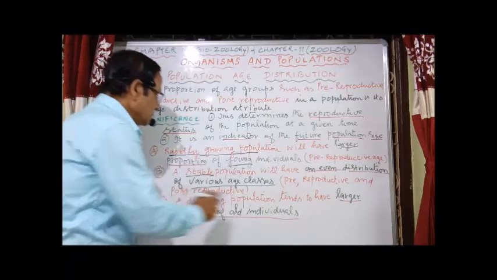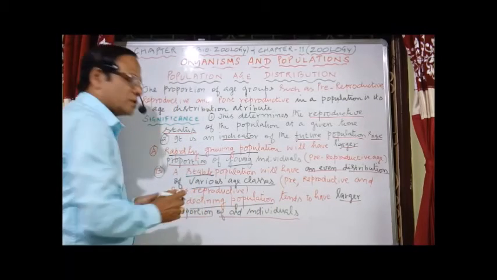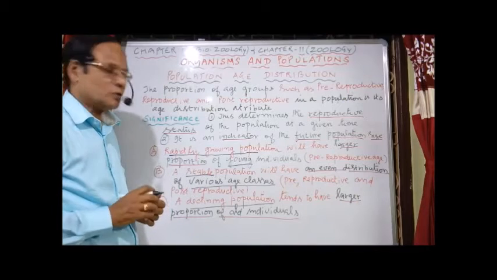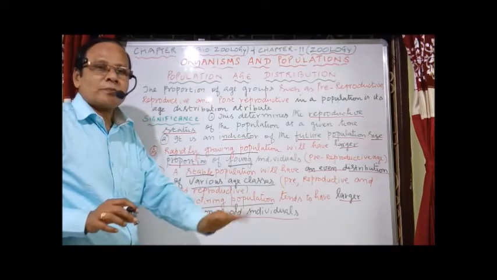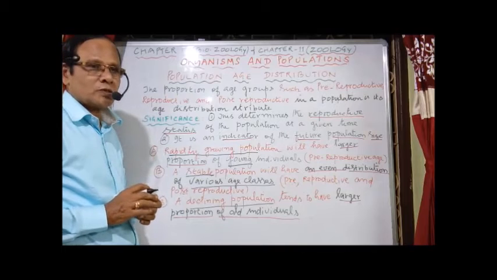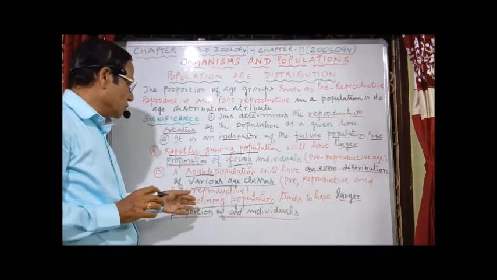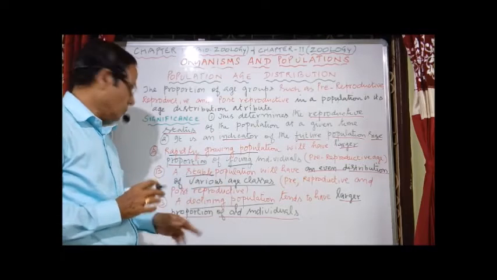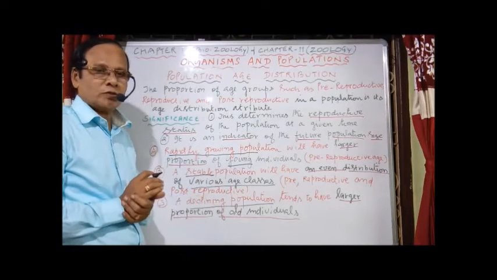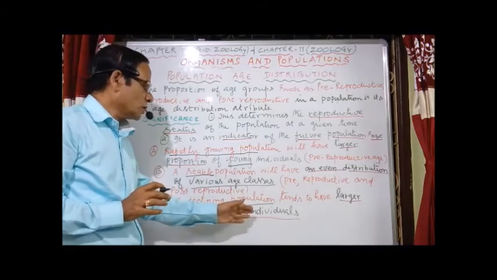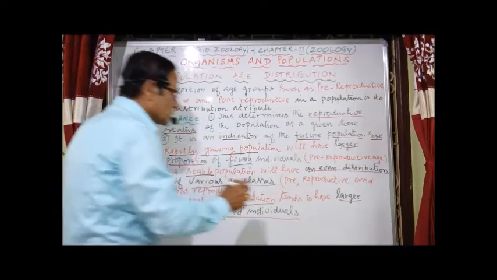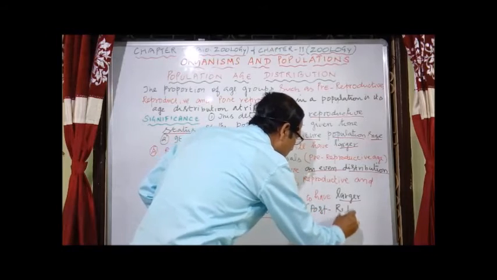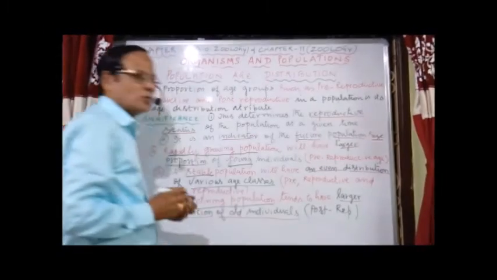Then the third type of population. One is a growing, expanding population, another is a stable population without increase in number of individuals. The third one is a declining population, with a decrease in number of individuals. What type of individuals do we have in the declining population? The declining population tends to have a larger proportion of old individuals. That is nothing but the post-reproductive individuals are more in number.